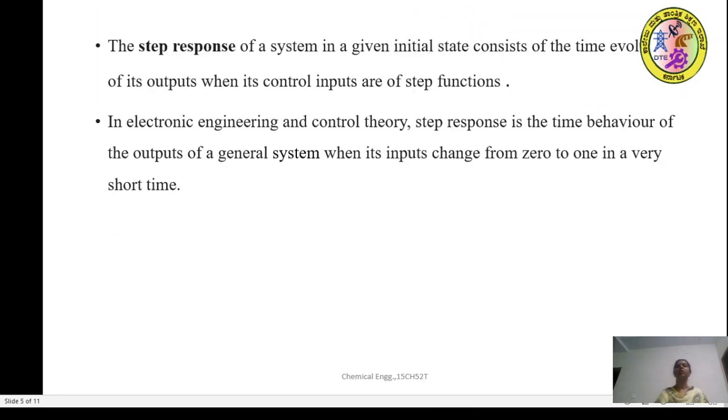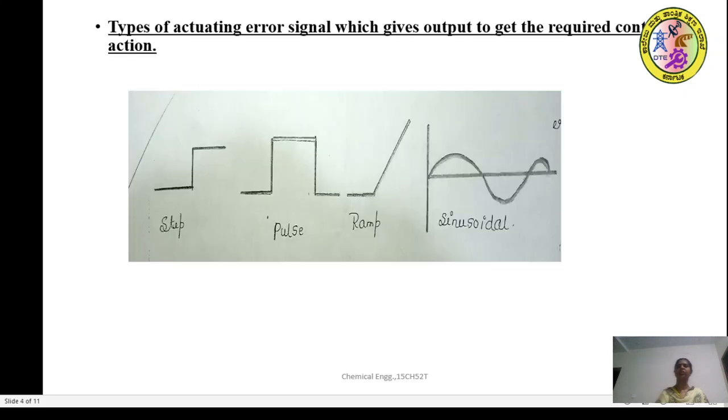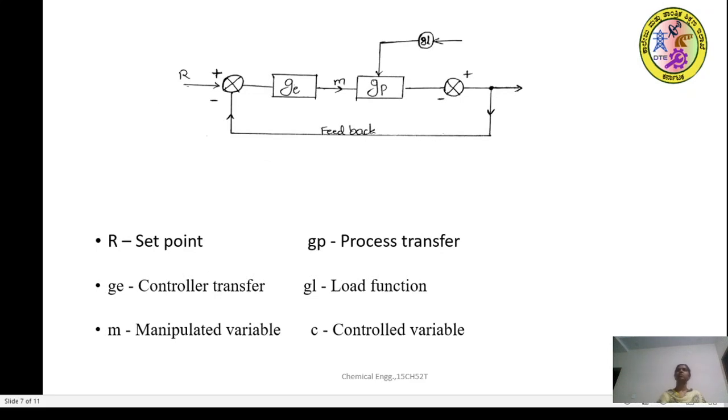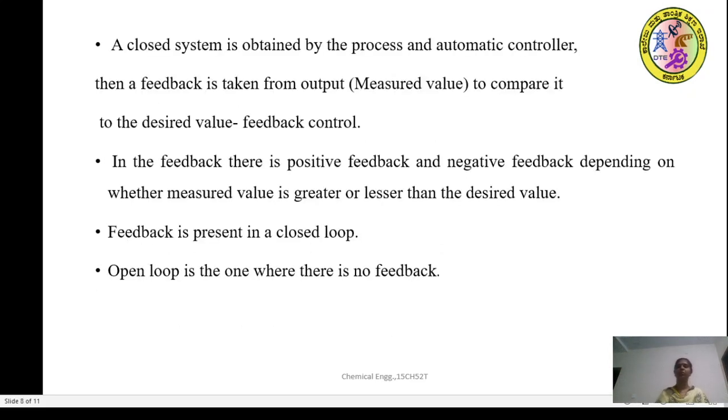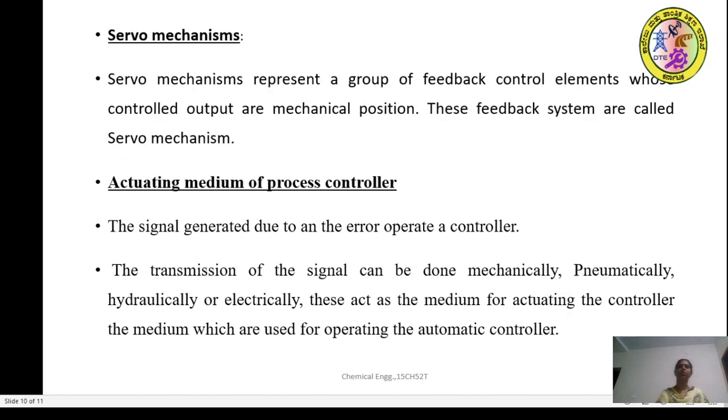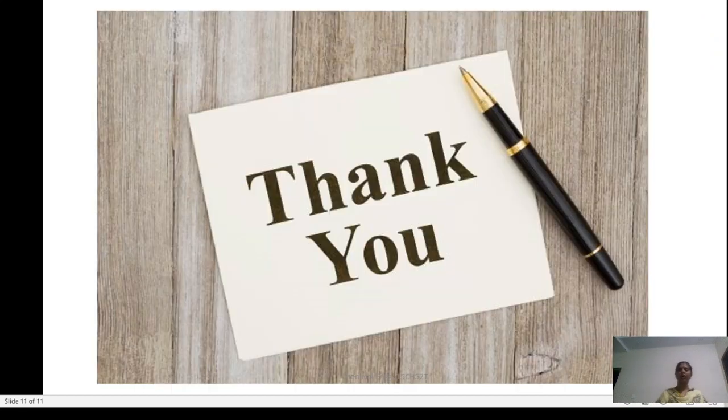Overall, in this session we have learned about the criteria for the selection of the controller. What a step response is, what an open loop control system is, what a closed loop control system is, what the different elements present in closed loop and open loop are, and what positive and negative feedback control systems are. We also covered stability of the control system, servo mechanism, and the actuating medium of process control, with its different modes: mechanical, pneumatic, hydraulic, or electrical. I hope you have understood this session.